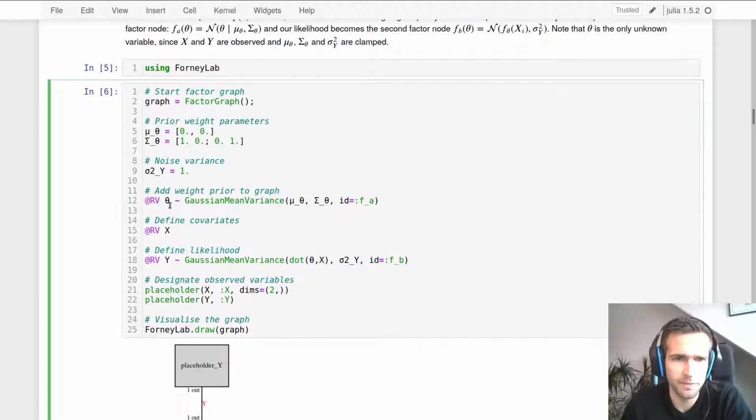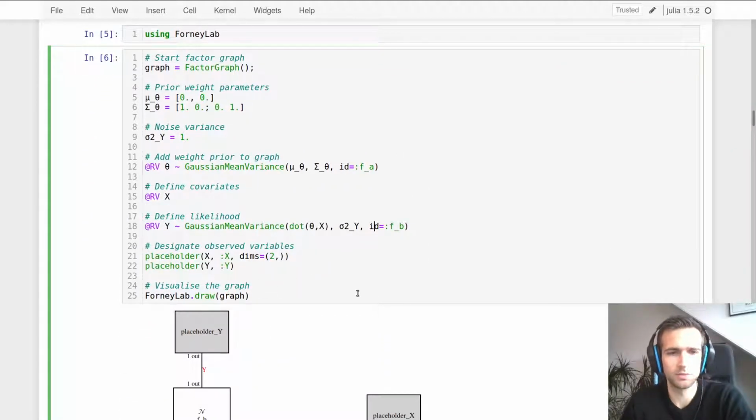Then we define a variable theta, which we say is distributed as a Gaussian, parameterized by mean and variance, namely mu of theta and sigma theta that we defined here. And then we give it some ID, namely f of a. The covariates x are just going to be defined as a random variable without a specification, and later on we say that they are observed. For the likelihood, we say that y is distributed as a Gaussian parameterized by mean and variance. Its mean is the dot product between x and theta, and its variance is this noise variance parameter. So that means that this one is clamped. The idea that it's given is f of b, as described here.